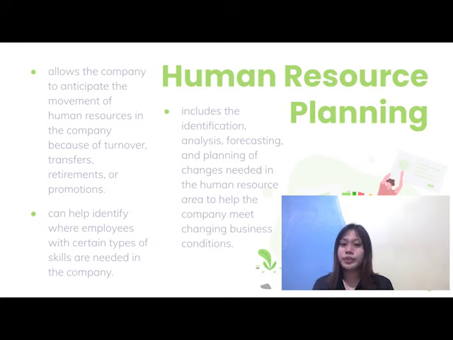Next is human resource planning. This allows the company to anticipate the movement of human resources in the company because of turnover, transfers, or retirements and promotions. It also includes the identification, analysis, forecasting, and planning of changes needed in the human resource area to help the company meet the business conditions. It can also help identify where employees with certain skills are needed in the company.